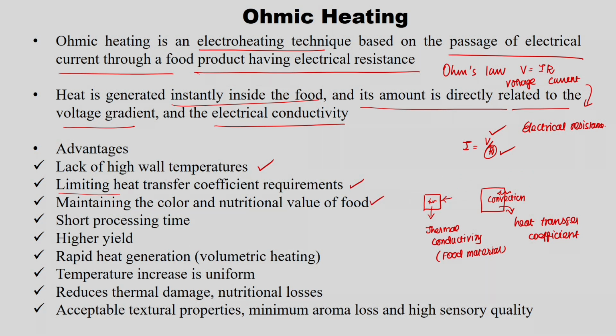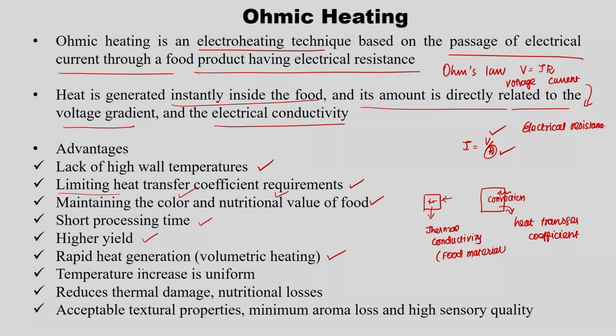So, the main aim of going for ohmic heating is for two main aspects. One is quality attributes. Since we are not applying high temperature, the color and nutritional value of the food can be maintained, and shorter processing time obviously, because we are directly employing electrical energy to heat the food, and higher yield compared to conventional thermal technologies, and rapid heat generation because it is also a volumetric heating phenomenon, because you are not doing it via the surface as you do in conventional thermal processing techniques, and it is a volumetric heat generation.